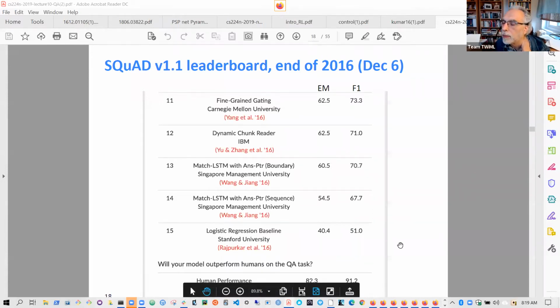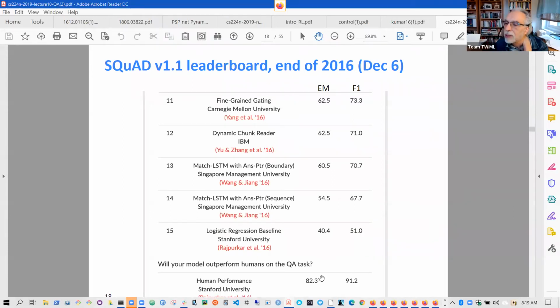And finally, human performance. I can't get rid of this thing. Let's see. What is this? Yeah, that gets rid of it.